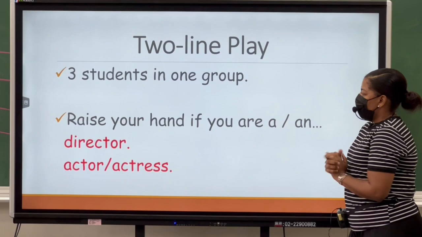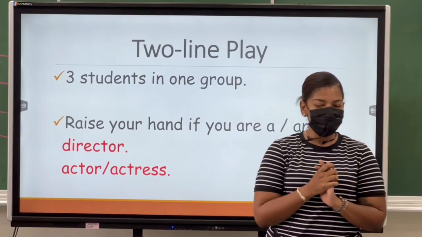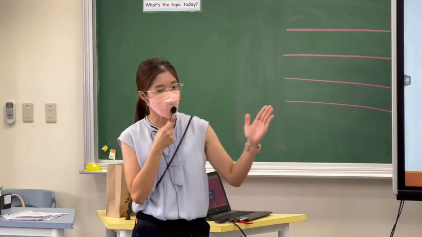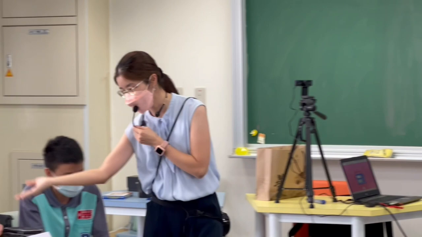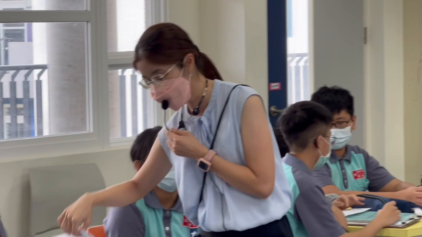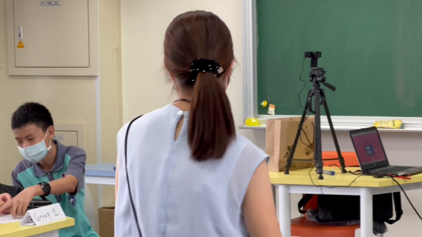Okay, so now we are going to prepare so that we can practice for our two-line play. Okay. The next page. This is your worksheet. Next page. Turn over your worksheet. Okay, eyes on me. Now we are going to practice together.